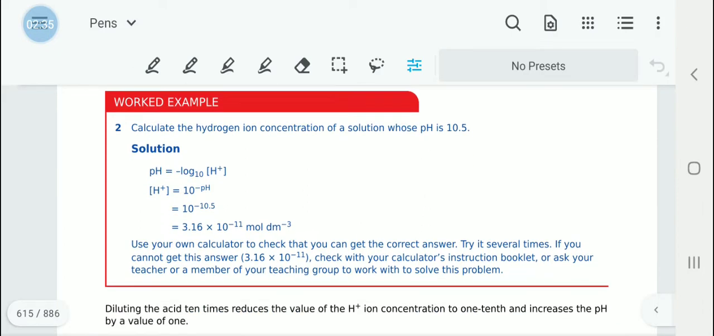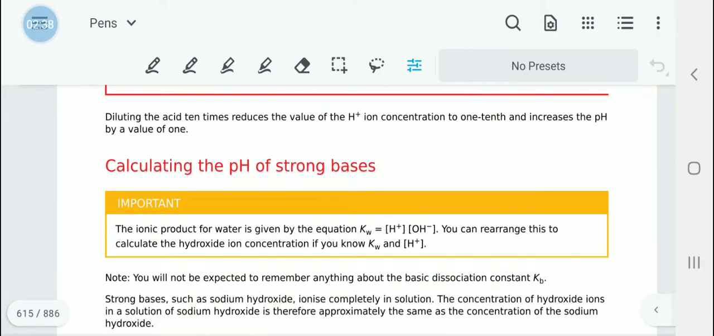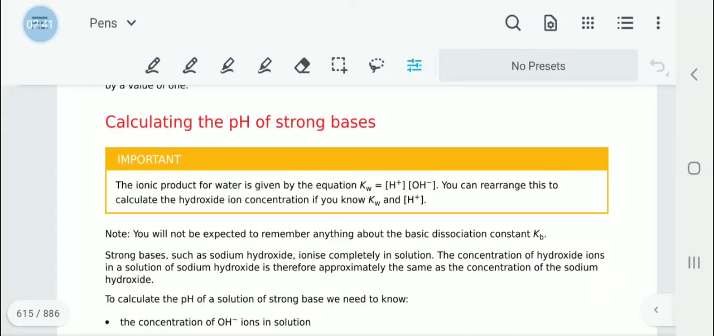I would suggest that you write down worked example 2 to understand this, and then try many different questions. Now, calculate the pH of strong bases. In strong bases, the H plus ions come from water. We know the ionic product of water is given by Kw, equal to H plus times OH minus ions. So if we know Kw and the H plus ion concentration, we can find the hydroxide ion concentration.